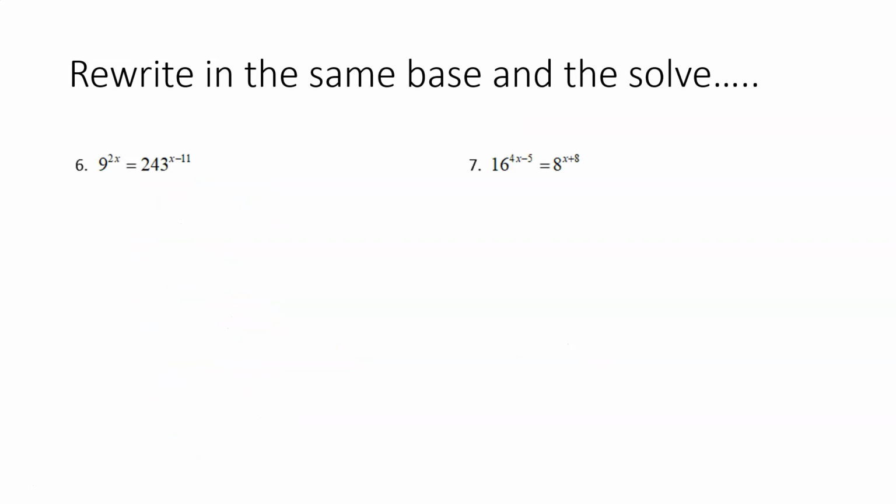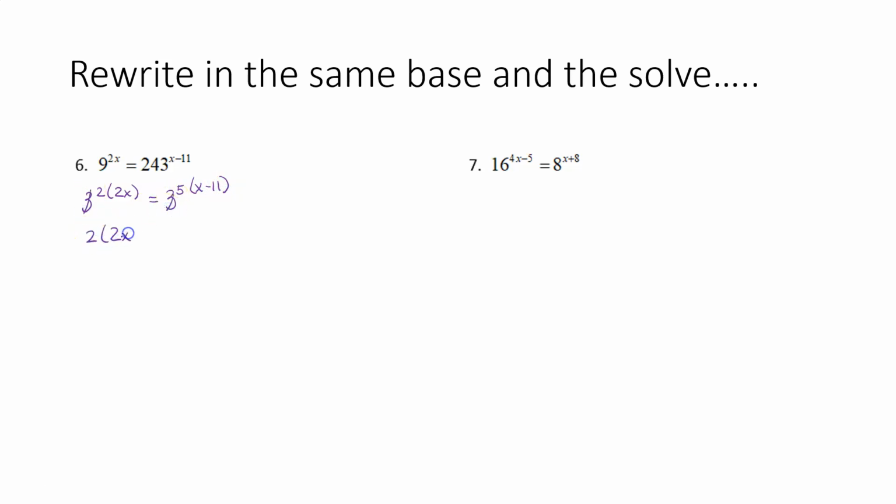Again, somehow, we've got to get everything to have the same base. If you start looking for bases here, I looked at 3 because I know that 3 squared is 9. So 3 squared times 2x. When I looked at 243, I figured out that 3 to the 5th is 243. Okay? So now I'm going to get rid of the bases.